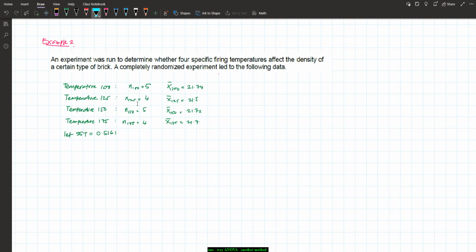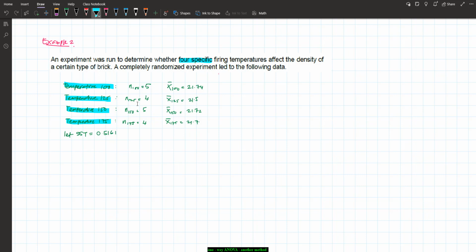An experiment was run to determine whether 4 specific firing temperatures affect the density of a certain type of brick. A completely randomized experiment led to the following data. We have temperature 100, temperature 125, temperature 150, and temperature 175.